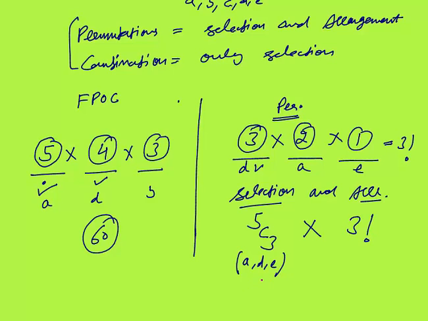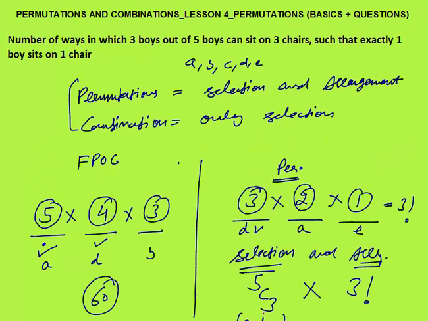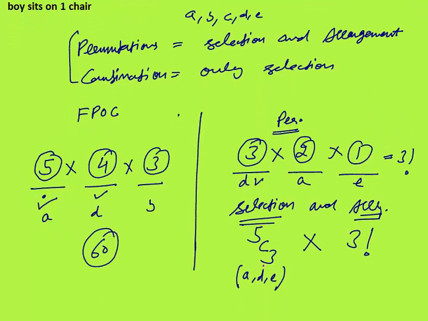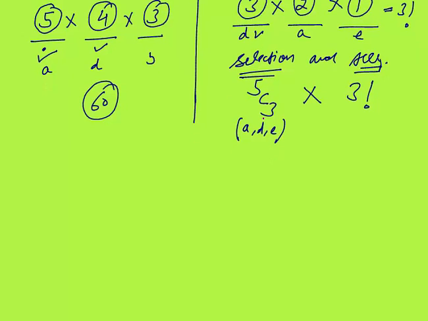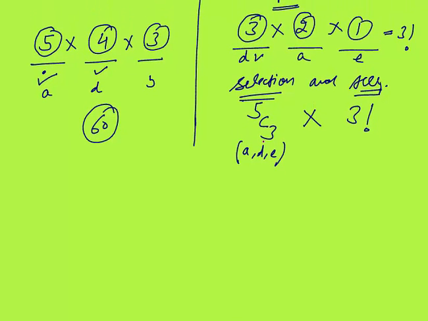So very simple. When I say permutation, it means selection and arrangement. First we have to select 3 persons out of 5 persons who will sit on these 3 chairs. Then 3 students can be arranged on 3 chairs in 3 factorial ways. So that is the meaning of permutation. Permutation is selection and arrangement. So how will the formula be formed? Can I say 5C3 into 3 factorial? That will become 5P3.